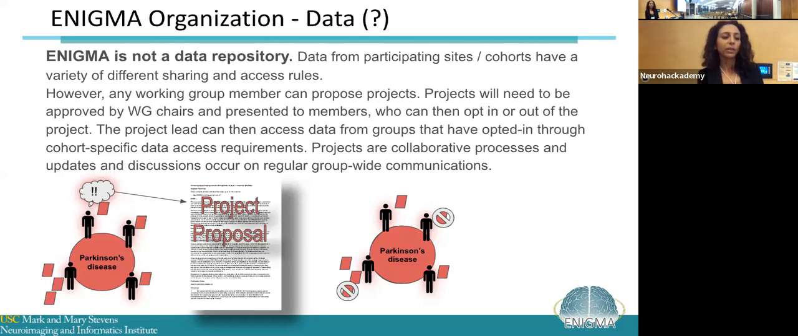But any working group member involved in a particular working group can propose a project. These projects first go through the chairs of the working group, who make sure there is sufficient interest and that there might be data that's not overlapping with existing projects, and then they present it to members who have their own data, and they can choose to participate in that project, or they can choose to opt out and not be involved. And then the leader of the project will work on how to access the data if data access is needed, and how the analytic plans are done.